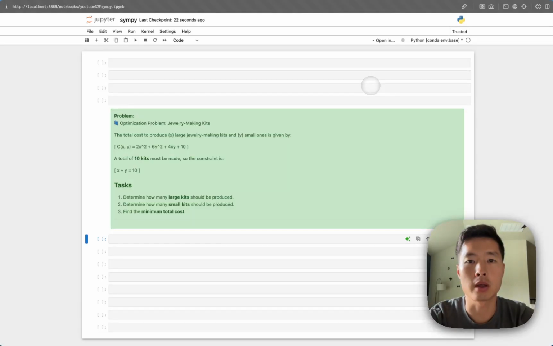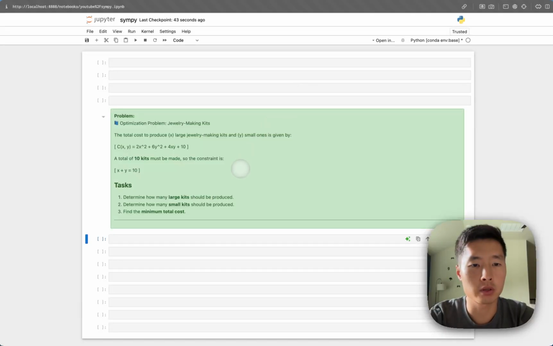Hey everyone, welcome back. Today we're going to solve an optimization problem using Python and SymPy inside a Jupyter Notebook. We're going to take a real cost function, minimize it, understand the calculus behind it, and then write the code step by step. So here's the problem that we're solving today.